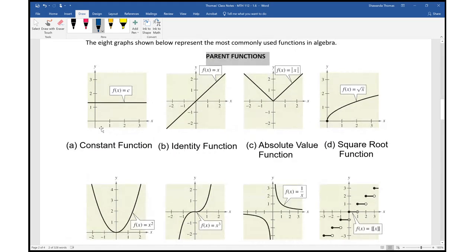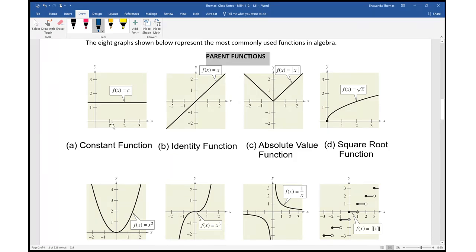The first one is the constant function. Notice it is a line. It is a line, but it is a horizontal line. So that's f of x equals c. C represents some constant, like some number: 1, 2, 3, -5, -2, 0, for example. So c represents a number here.